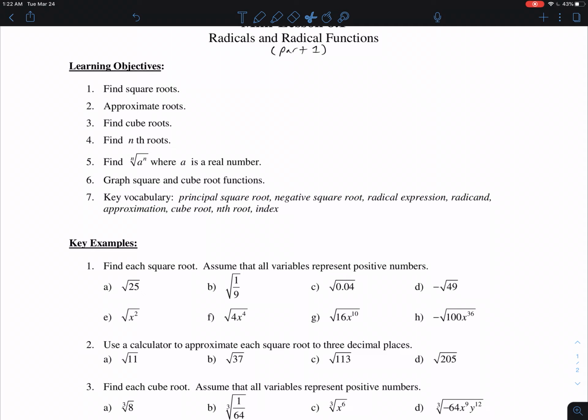Radicals and radical functions is what we're going to be talking about today, part 1. We're actually going to only focus in on several of the objectives here today. We're going to find square roots. We're going to sort of approximate roots, but not so much. You can use the calculator for that. That's an approximation. We are not going to look at cube roots today. We are going to look at some nth roots, and we're actually going to find the nth root of any base raised to the n power. And you've already seen graphing the square root function in a previous video. So we'll be looking at a couple examples of these to help you get started.